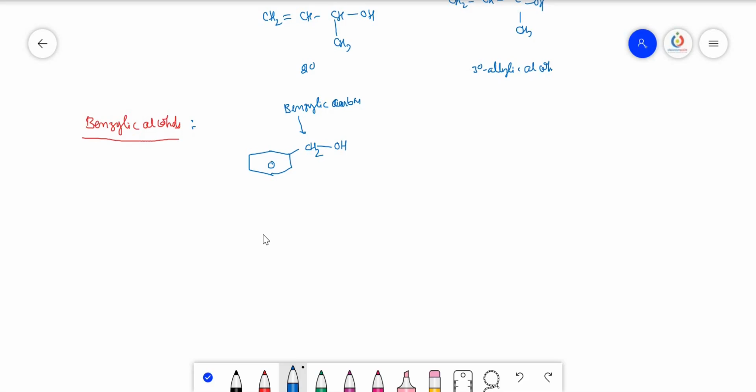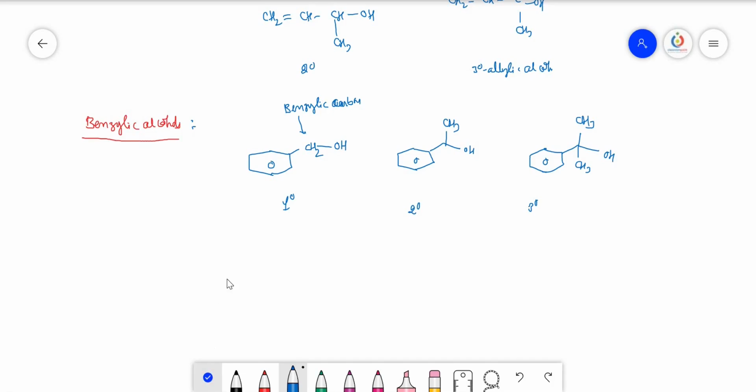So this is the benzylic alcohol, and here also primary, secondary, and tertiary are there. This is the primary benzylic alcohol, and this is the secondary benzylic alcohol, and this is the tertiary benzylic alcohol like this.